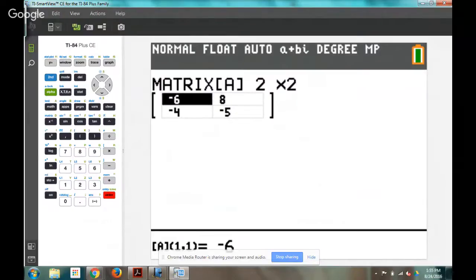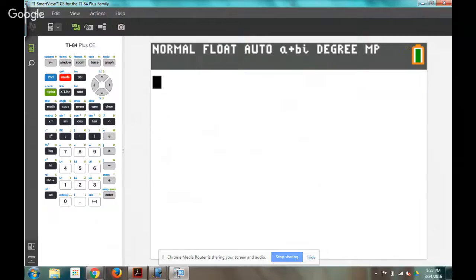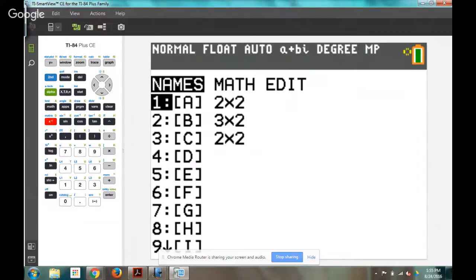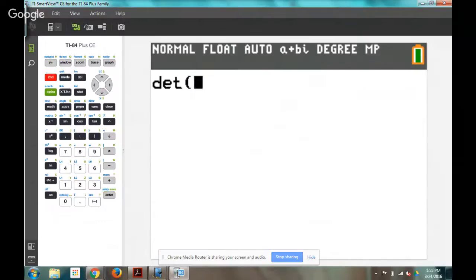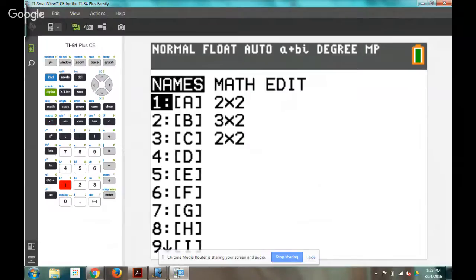Okay. So you put that in there, and then we want to do something with it. It's in the same place as you went to find RREF. You're going to go back to the home screen, so second mode to get back to the home screen, and then go to matrix. The first one is DET. And then you put the matrix that you put in there.